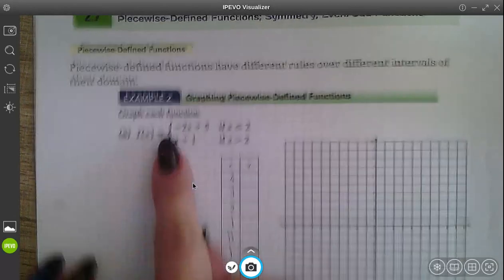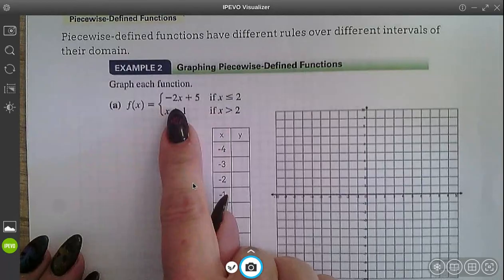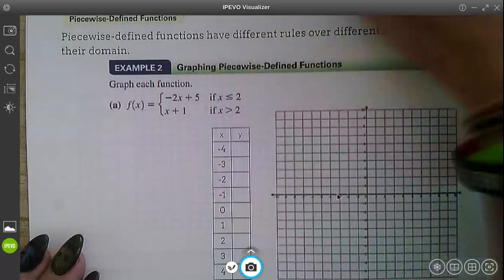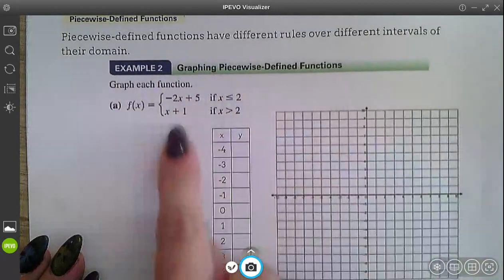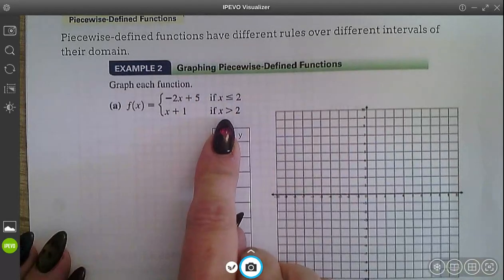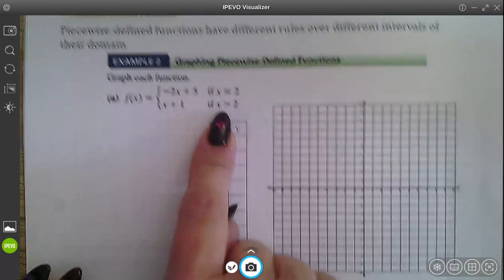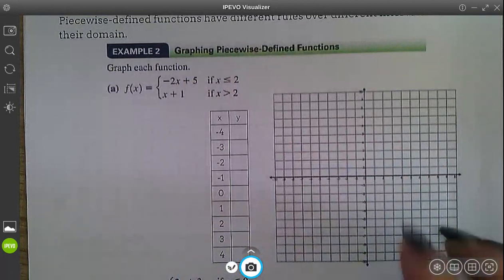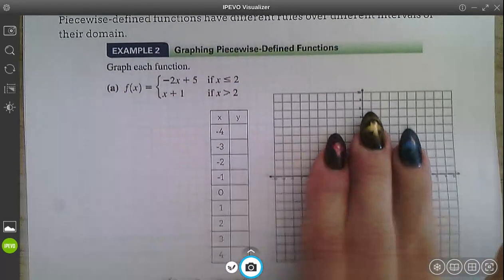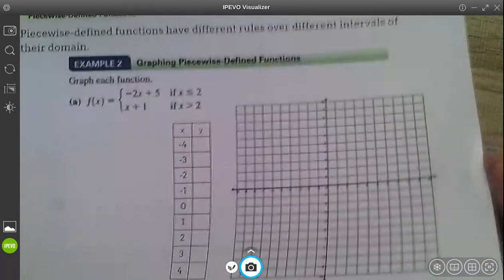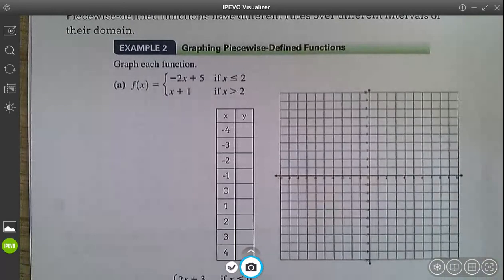So if I'm looking at this rule here, f of x equals negative 2x plus 5 if x is less than or equal to 2, and x plus 1 if x is greater than 2, that means I'm going to have two different graphs on my coordinate plane at the same time, but they can't overlap. If they overlapped, then it wouldn't be a function. So we have to pay attention to a couple of things.